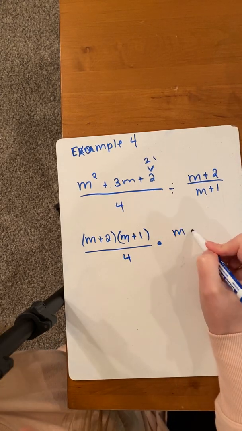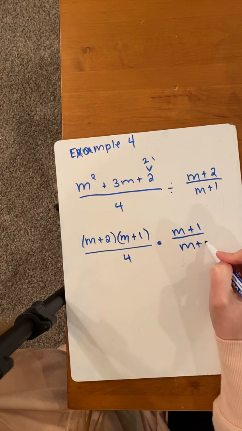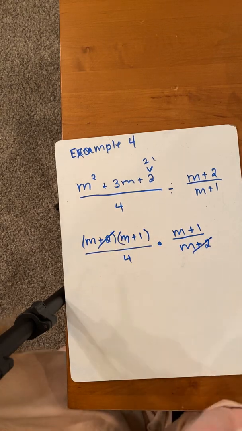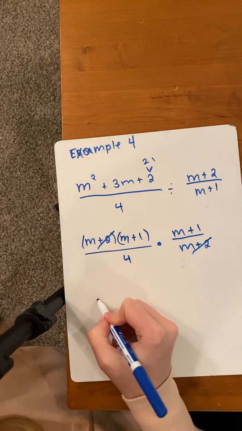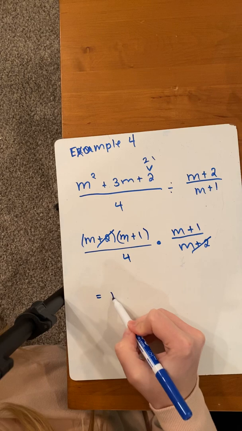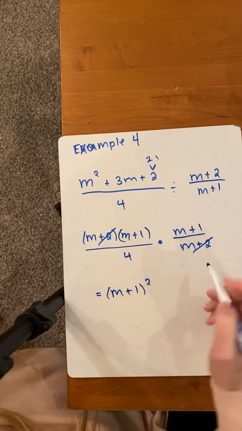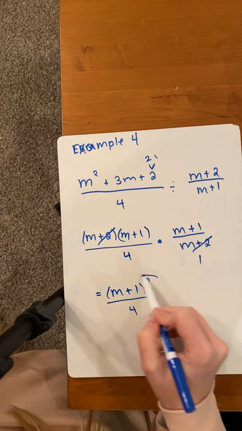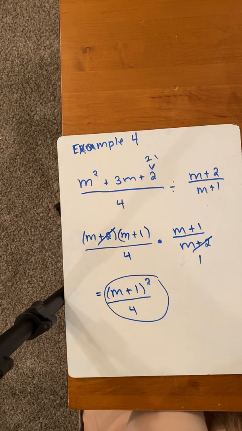So m plus 1 over m plus 2. Right away, I can cancel the m plus 2 terms out. And now I'm left with something interesting up top: I have m plus 1 times m plus 1, which is just m plus 1 squared. The bottom became a 1, so 4 times 1 is just 4. So my simplified expression is m plus 1 squared all over 4. And we're going to stop there.